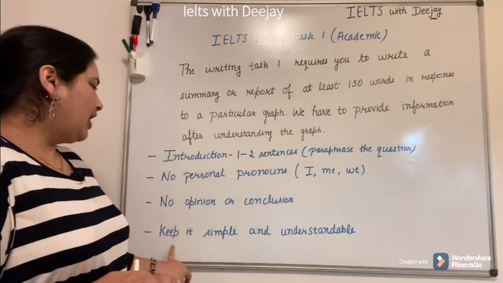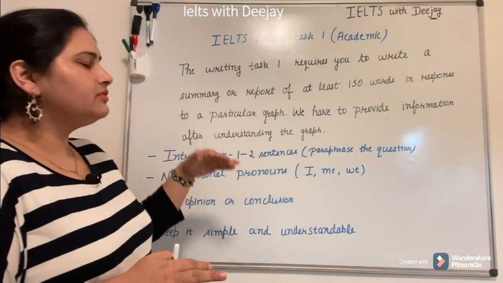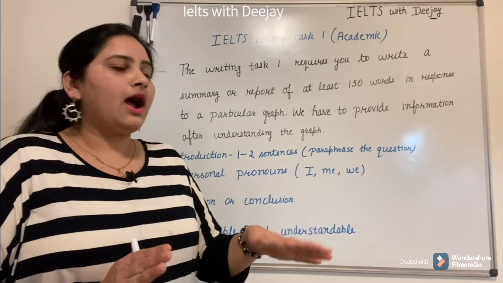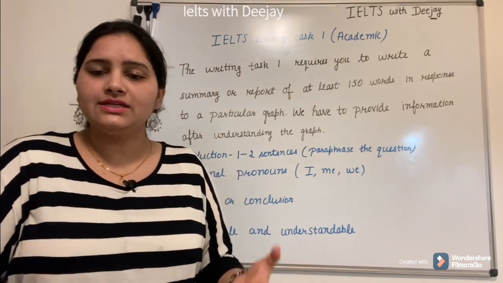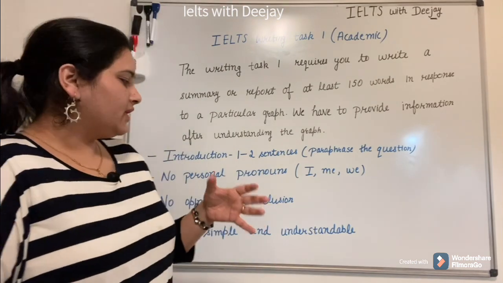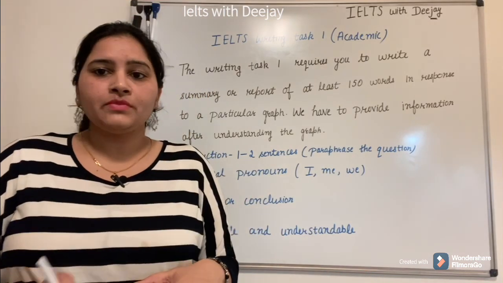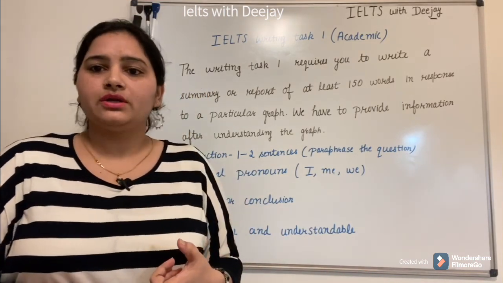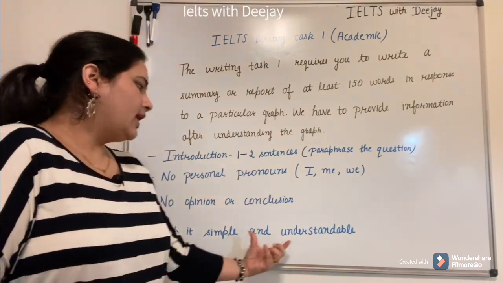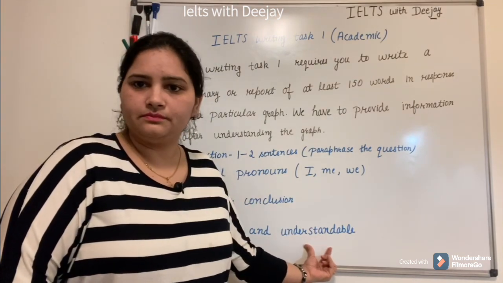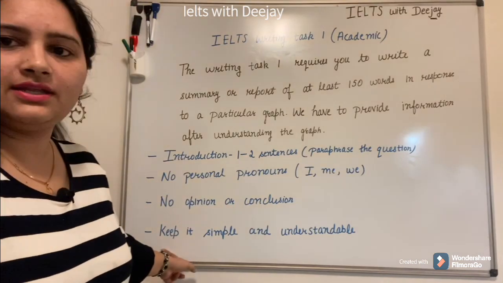Okay, and you have to keep it simple and understandable so that whatever trends, whatever things are there in the graph, you can portray them so that the reader can understand it completely. Because if you will not be clear with the ideas and the way you are writing, the person who is reading it will not be able to understand what thing you are trying to say. So you have to be very much simple and it should be understandable. Okay, so this is how we write it. We will discuss all these things in detail in the next slide.